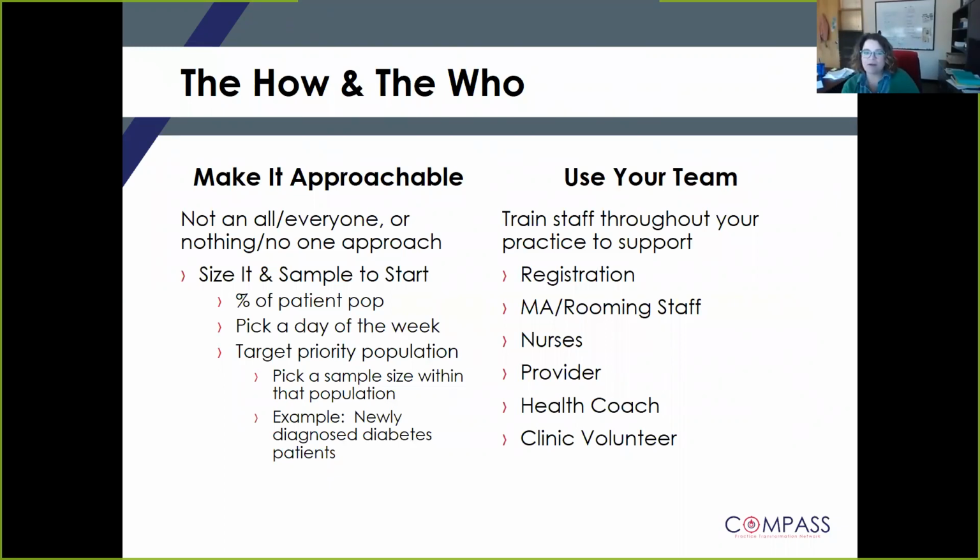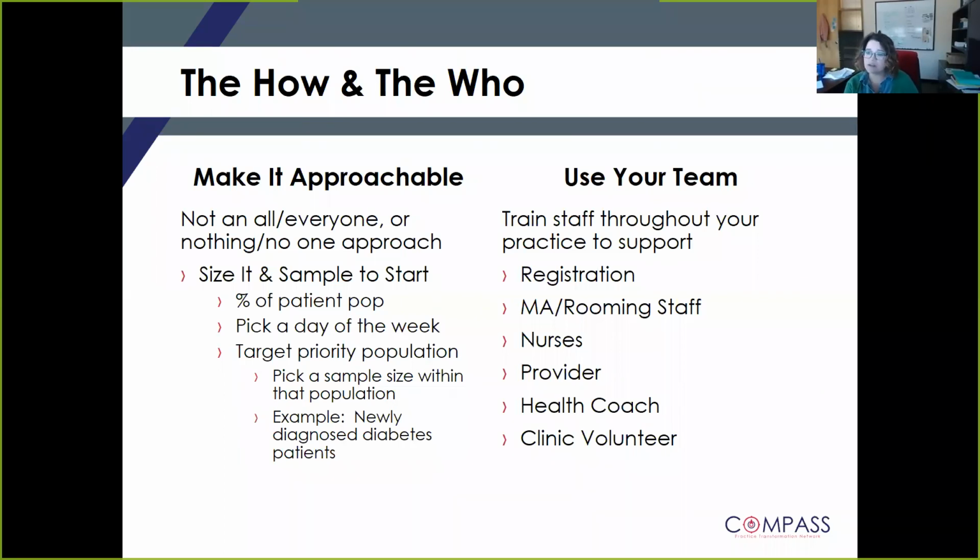A lot of times we talk about this. People think that they need to be doing it with every single patient every time, and that is not correct. Just as we do, say, with our CAPs or with a lot of the other things that we do, kind of sample through that. So make sure to talk with them about sizing it and making it approachable for them. It's not an all-or-nothing approach we want to look at.